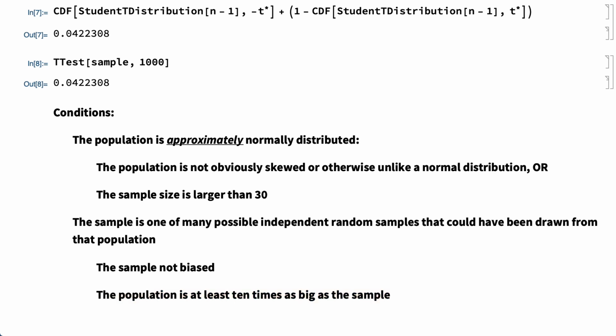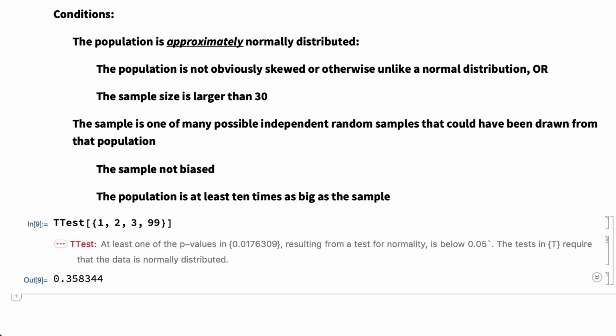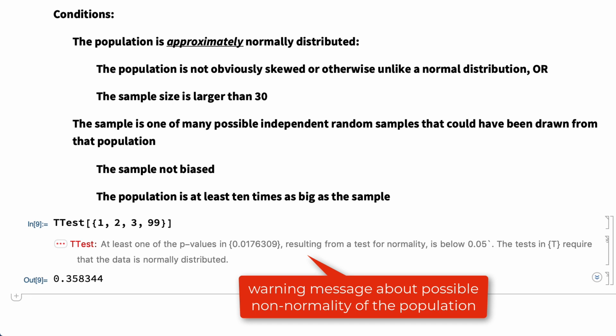Before closing, specifically regarding the condition that the population be normally distributed, hypothesis testing functions like the t-test function include various tests for normality and can generate a warning message, such as the warning message produced by this input, if one of those tests indicates a high probability that the population from which the sample was drawn is not normally distributed. These tests of normality are themselves hypothesis tests, and like any hypothesis tests, these tests can return false positives.